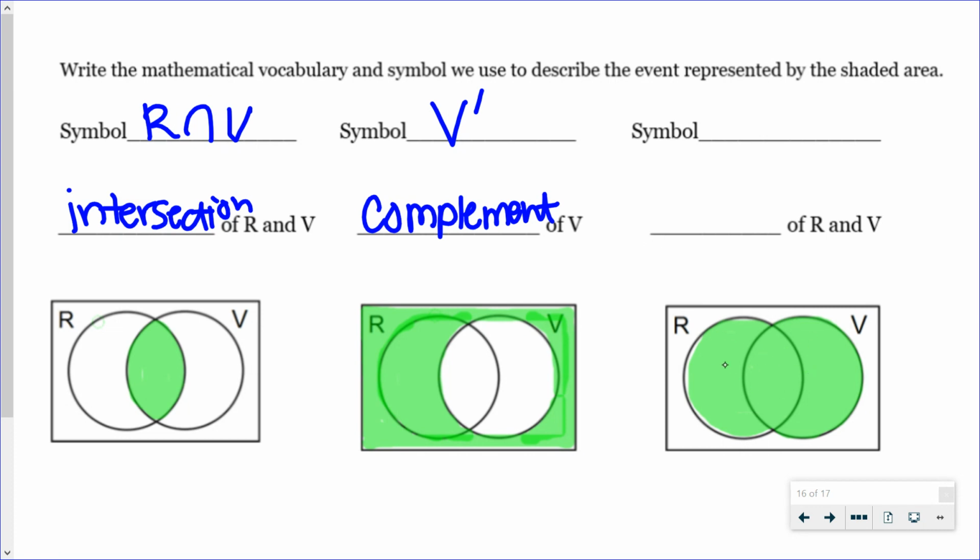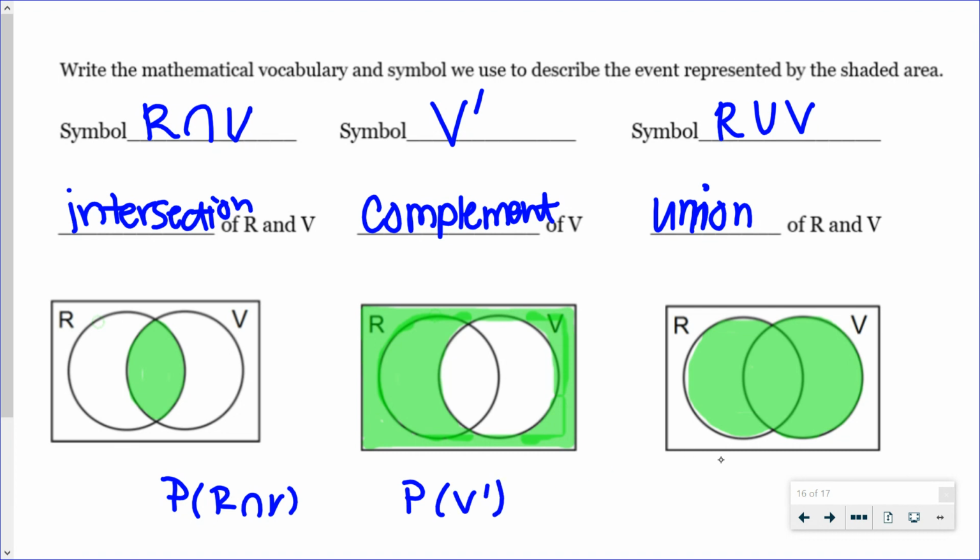Lastly, I have all of my circles shaded in. That is called the union. And the symbol I use for union is R U V. Because it does not ask about the probability, I do not need to write P parentheses. If it did ask about the probability specifically, then I would have P parentheses, R intersects V, P parentheses, V not, P parentheses, R union V.